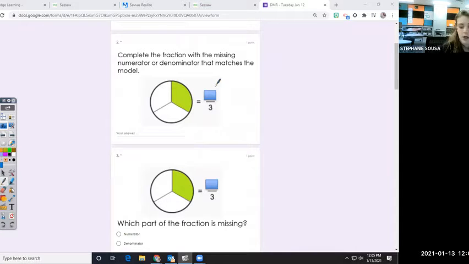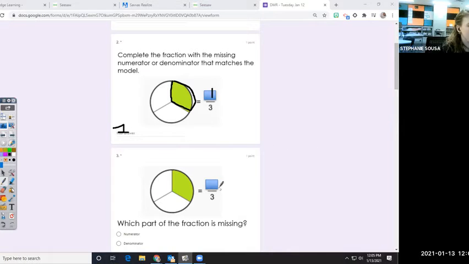The numerator is how many parts are used or missing? Well, this is the used part. It is shaded. We have learned what shaded means, and there's one part that has been shaded. So you should have put a 1 right here.